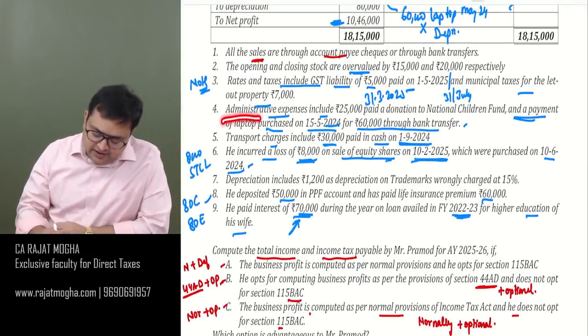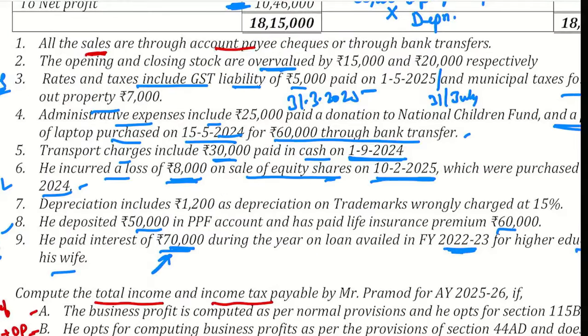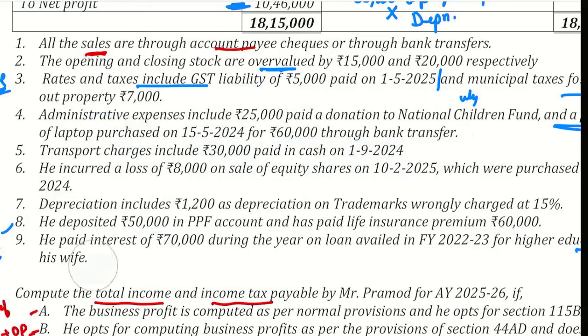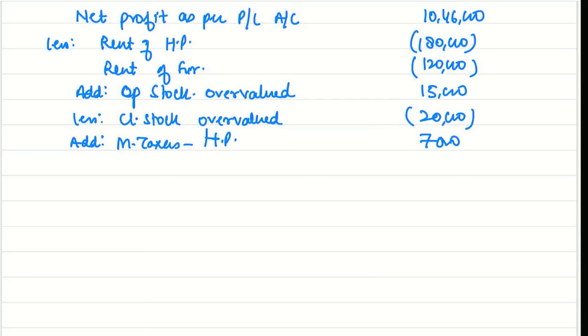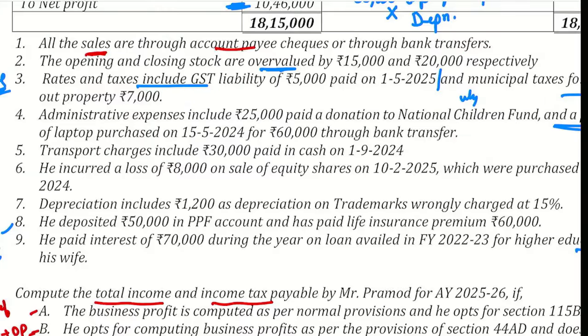Fourth point, admin expenses. Fourth point says admin expenses include 25,000 paid as a donation for National Children Fund. So we know that this is not a PGBP expense. Here we'll get 80G. So I will delete this expense of 25,000 also. Donation to National Children Fund.